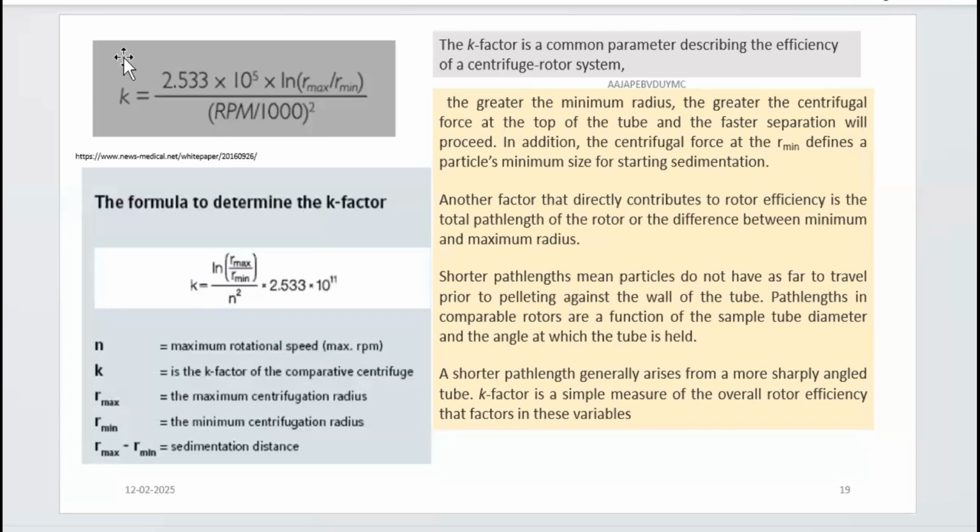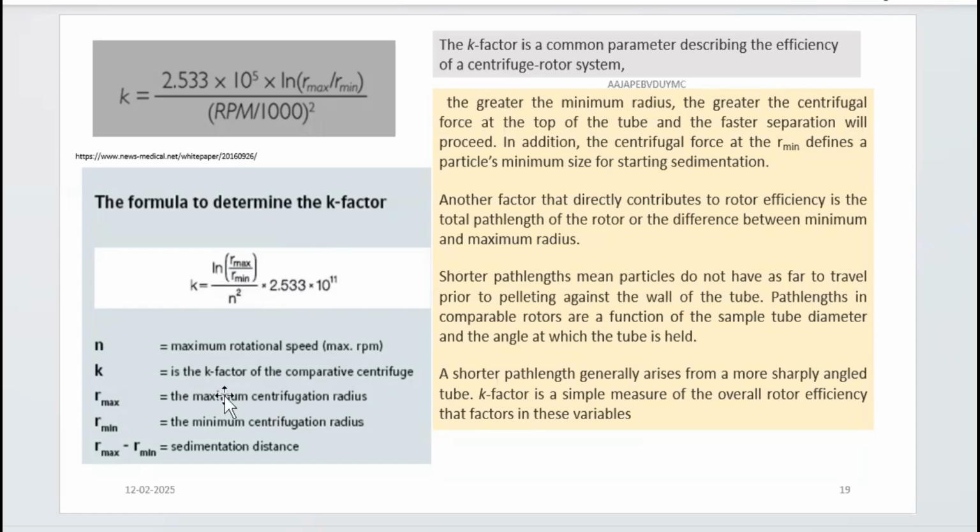This is one way of calculating it. There is another formula which is the rearrangement actually, which is K is equal to ln R max upon R minimum upon n square into 2.533 into 10 raised to 11. Now what is n here? n is the maximum rotational speed, right? Maximum RPM that you are going to rotate it. K is the K factor of the comparative centrifuge.